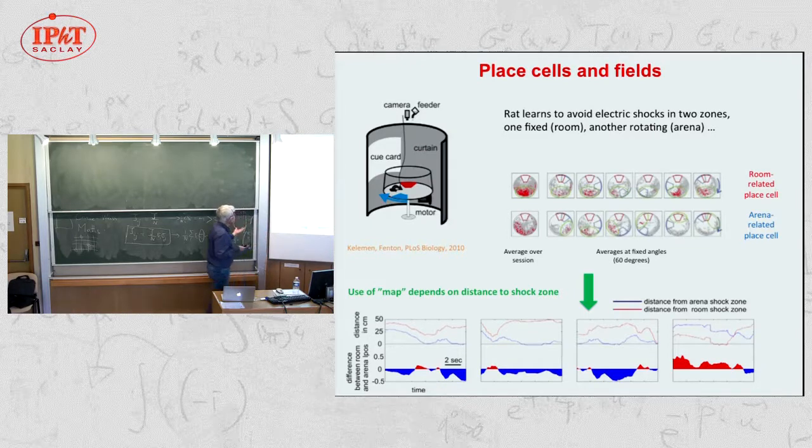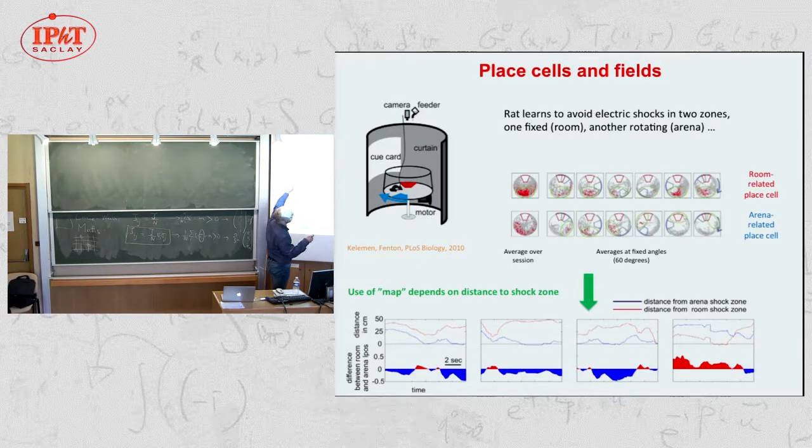Now, if you recall the activity of different place cells in the hippocampus, you find these kinds of things. You find place cells whose place field is actually fixed in the room environment. Okay? So this is coding for positions in the room environment. So for instance, this one, which is called a room-related place cell.